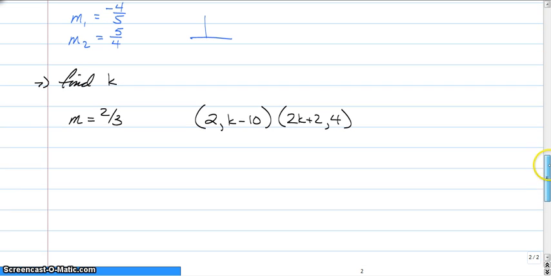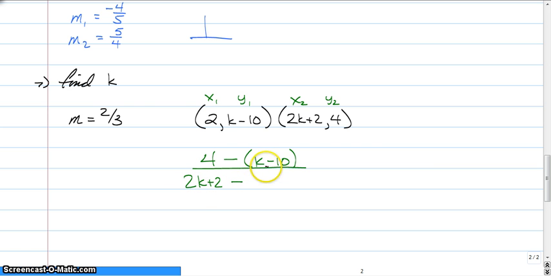Tricky problem. What you have to do is find k using the slope formula. So first thing you might want to do to help keep this organized is call this x1 and y1 and this x2 and y2. So then use your slope formula. The slope formula is y2 minus y1. So, careful, this is k minus 10. Since there's two parts to it, you want to put it in parentheses. Over x2, which is 2k plus 2, minus x1, which is 2.